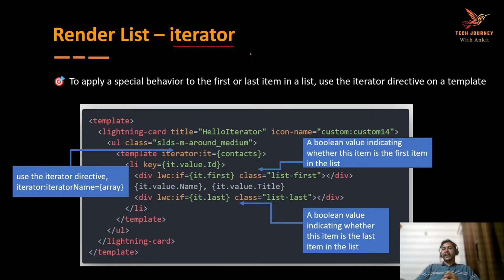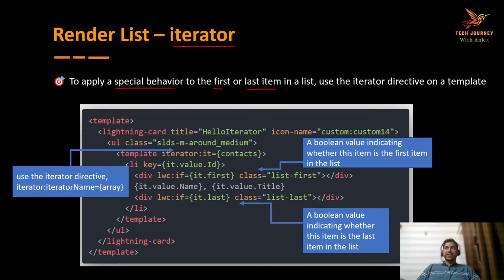Another way of iterating is by using the iterator. Now the question comes, when should the user go for the iterator and when for the for each, because both will go and render the list. A specific scenario where you should go for the iterator is whenever you have to apply a special behavior to the first or the last item in the list.